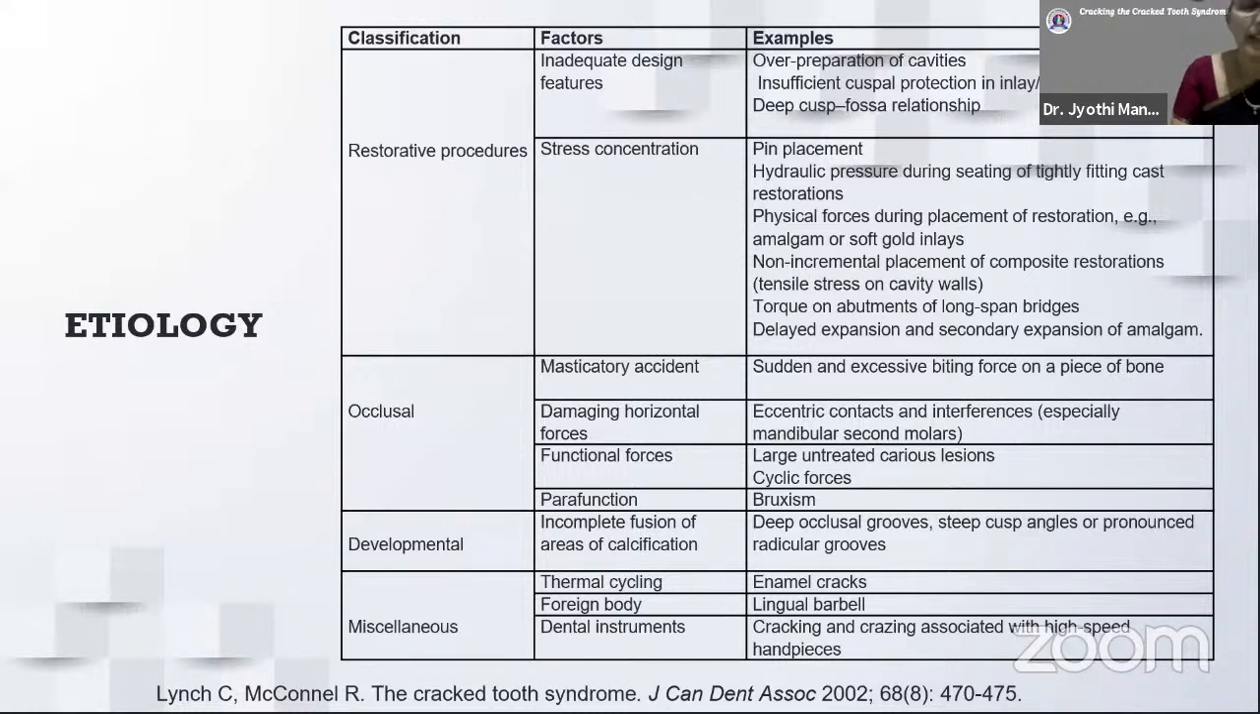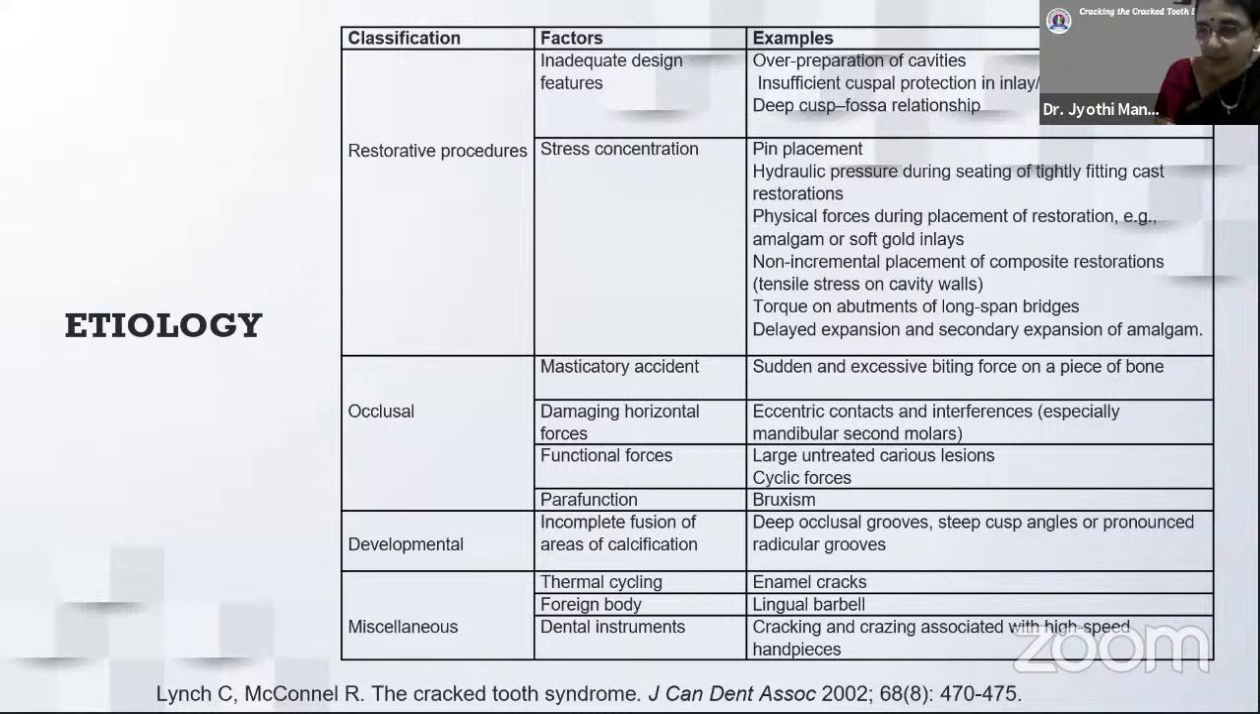But as far as vertical root fractures are concerned, they are most commonly seen in roots with a lesser mesiodistal dimension. That is, we most commonly see vertical root fractures in the maxillary second premolar teeth, in the curved roots of the mesiobuccal root of the maxillary first molar and the mesial root of the mandibular first molar, and then the mandibular premolars are also more prone to vertical root fractures.